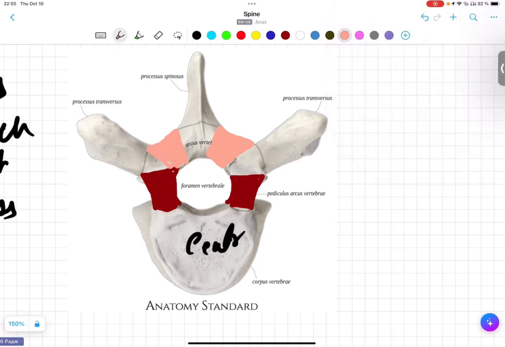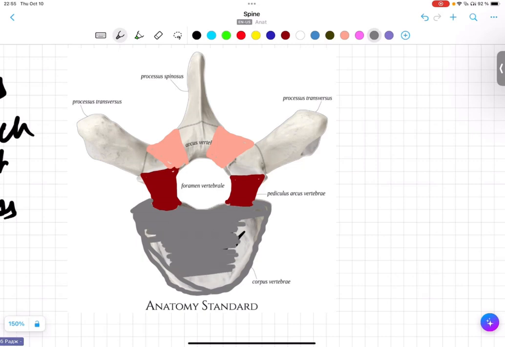Now this is a very interesting part. Just see. I will highlight the centrum. Centrum, or what is another name of centrum here? Corpus or the body. Body. Yes.